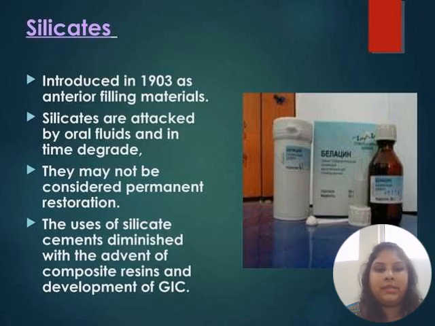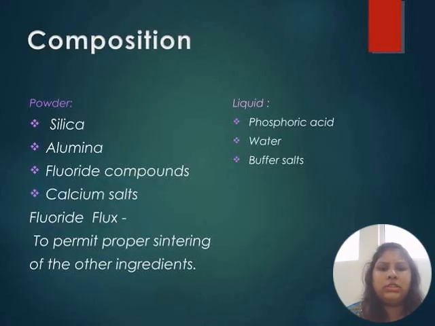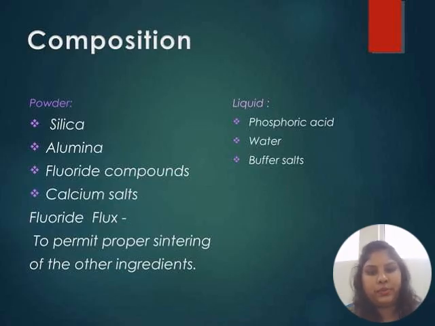So you have silicate cements. They were introduced in 1903 as an anterior filling material. Silicates are attacked by oral fluids and in time degrade. They may not be considered a permanent restoration. The use of silicate cements diminished with the advent of composite resins and the development of GICs. Composition: in the powder, you have silica, alumina, fluoride components and calcium salts. In the liquid, you have phosphoric acid, water and buffer salts. Fluoride flux is also present to permit proper sintering of the other ingredients.